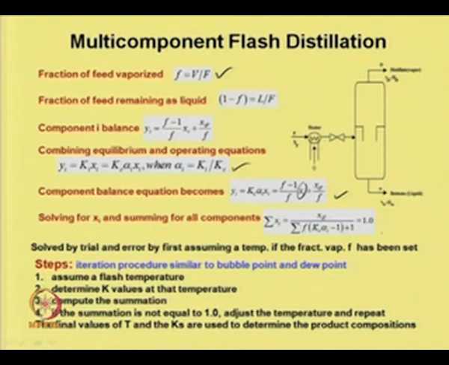This is solved by trial and error, by first assuming a temperature, if the fraction vaporized is set for a particular value. The iteration procedure is similar to the bubble point and dew point calculations. What to do? Assume a flash temperature, determine k values at the temperature and then compute the summation. If the summation is not equal to 1, adjust the temperature and repeat. By the trial and error method, we could obtain the flash temperature. The final values of T and Ks are used to determine the product composition.